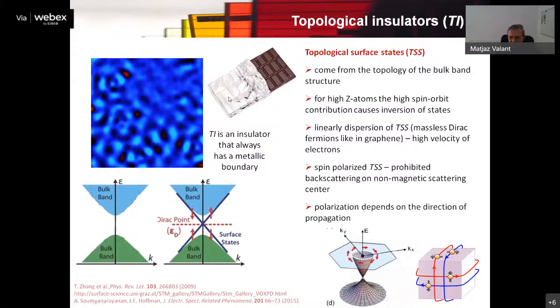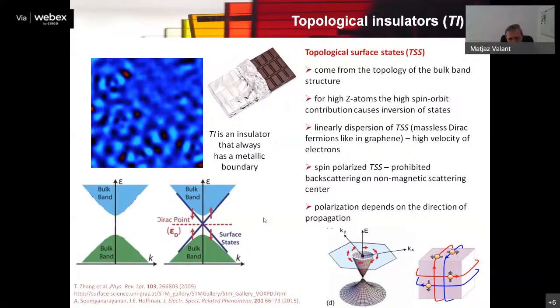So it has these so-called topological surface states which provide free electrons and conductivity. We have to understand that the topological surface states are the result of the bulk structure. They are not surface phenomena, although they appear on the surface. So even if we modify the surface to some extent, the states will still be there. Even if we cover this surface with something else, we will still have these states on the interface because they are there due to the bulk structure. Actually, they appear for high Z atoms where there's an intensive spin orbit contribution which causes the inversion of states in such systems.